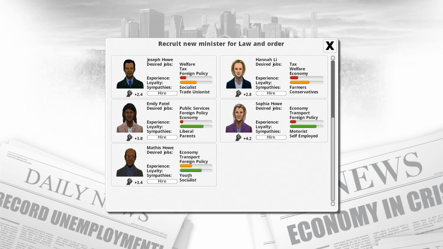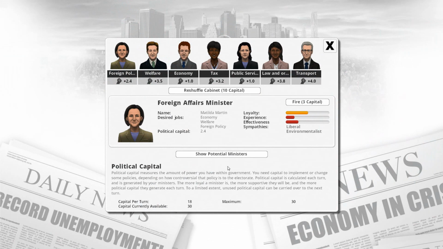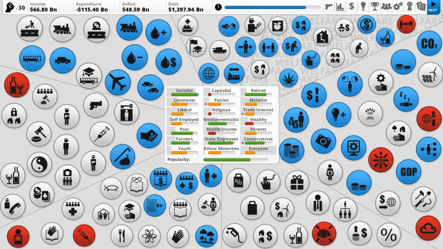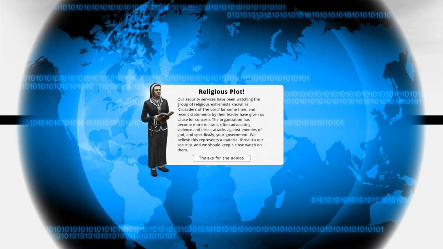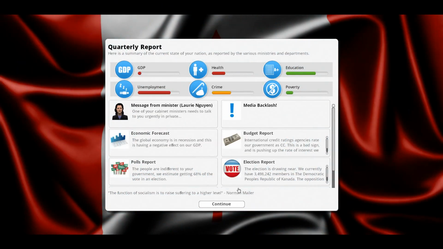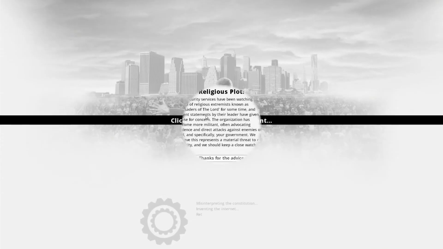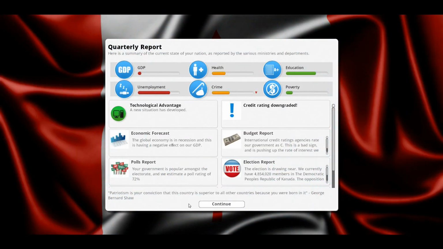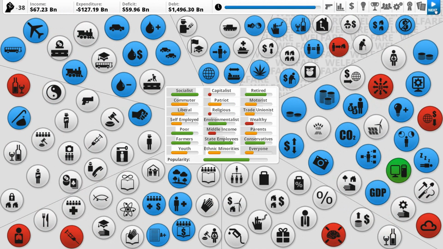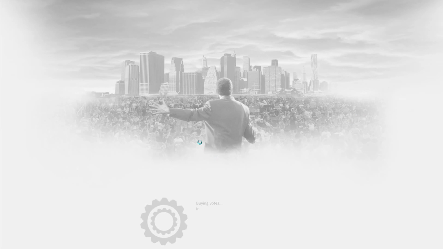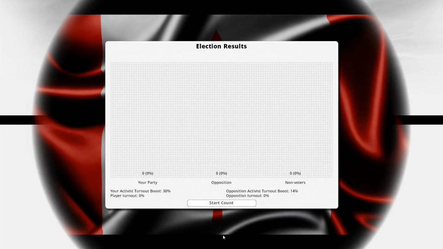Religious. Liberal in parents. I'll hire her. You'll do. Next. Next. I'd be surprised if I won this election. Apparently our homeless problem didn't sort itself out in these 5 turns.